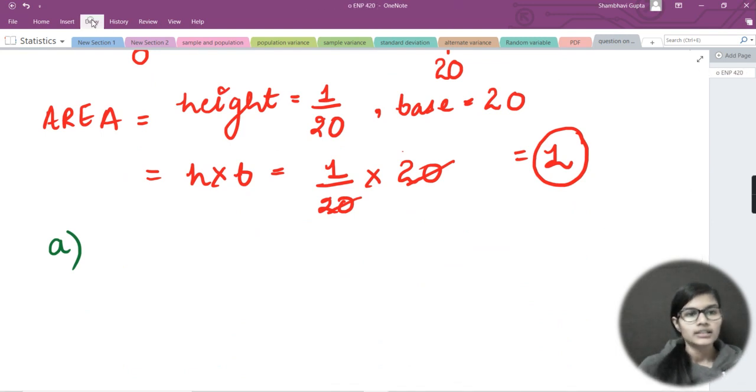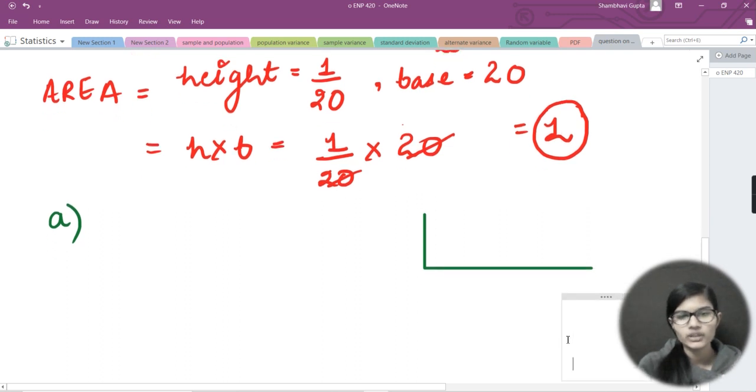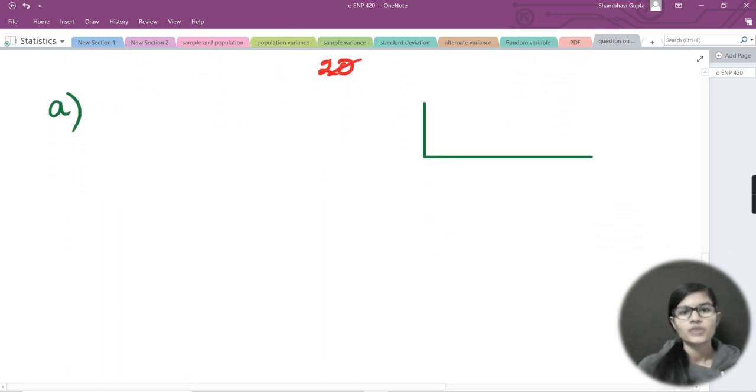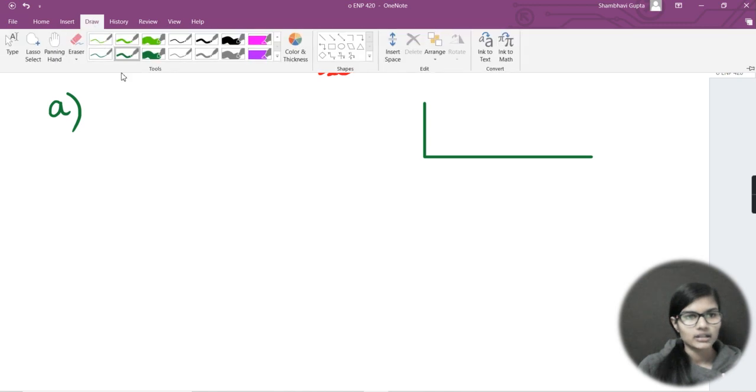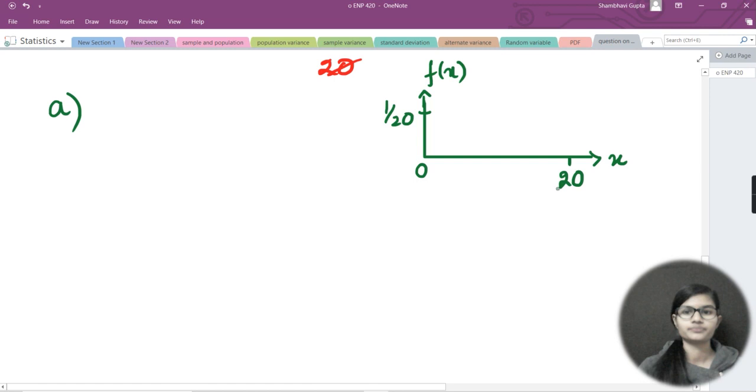Now here, what is a good practice? The good practice is that we will again make a graph. This time we'll make a small graph. No need to make as big a graph as we used the last time. But we need to make a graph. Let me name it as 1 by 20. So this one is my fx, and this is my x. It is starting from 0 and ending at 20.